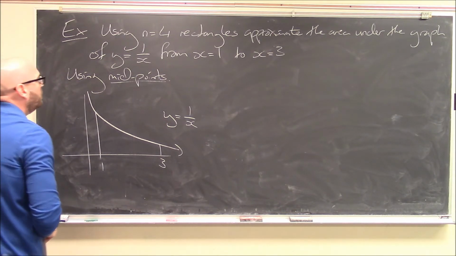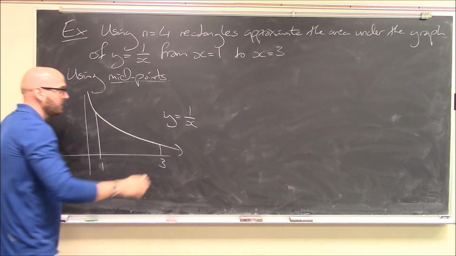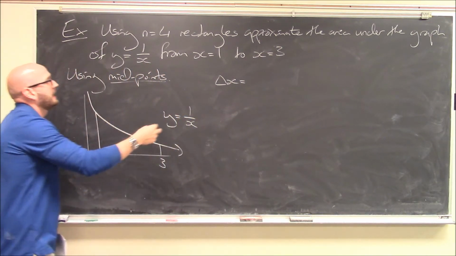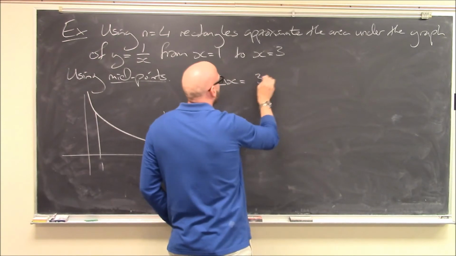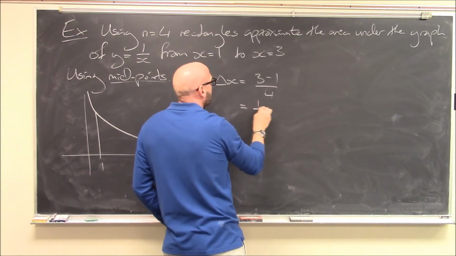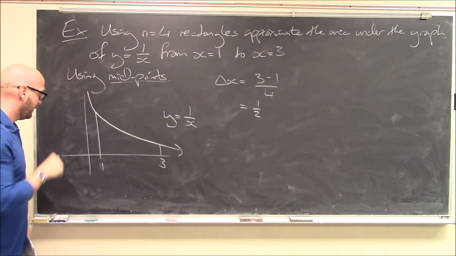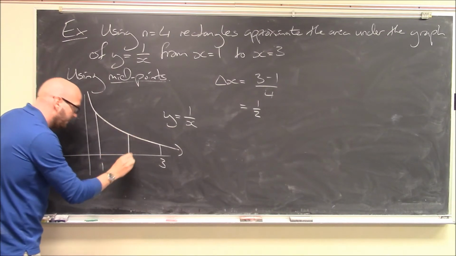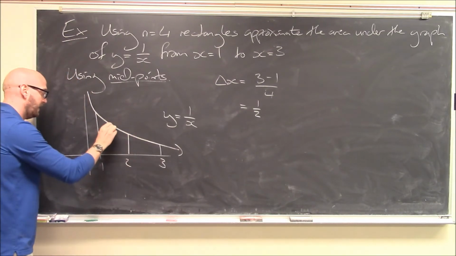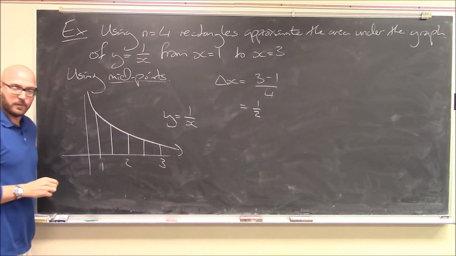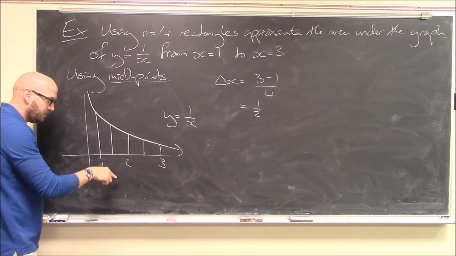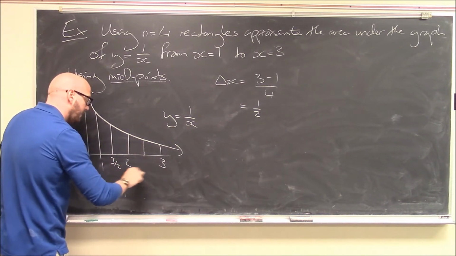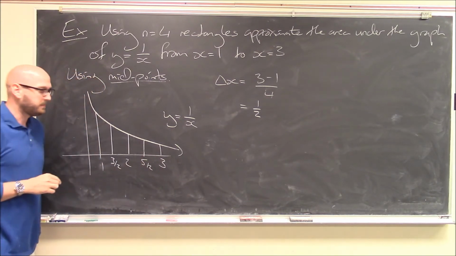We want to break this up into 4 rectangles. So again, if you want to, you can use the formula. Delta x is b minus a over n, so 3 minus 1 over 4, which is 1/2. But it's not too hard to see. If I want to cut this into four strips, I would cut right down the middle. So 1 to 3 puts 2 right here, and then cut them again to get 4 strips. Halfway between 1 and 2, I'm not going to write 1.5 because I don't like decimals. It's 3 halves, and halfway between 2 and 3, it's 5 halves.